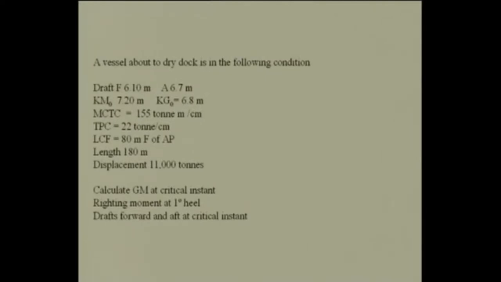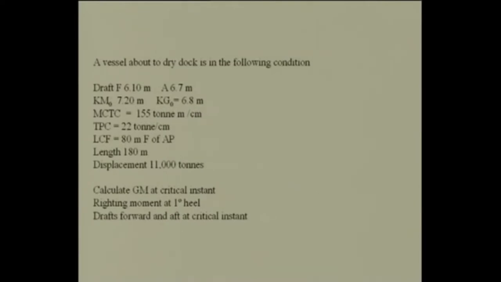Okay. Now, this is the problem. A vessel is now about to dry dock, and it is in the following condition. You are given that the draft forward is 6.1 meters, draft aft is 6.7 meters. This is a particular case where draft aft is more than draft forward. Then KM0 is 7.2, KG0 is 6.0, these are the hydrostatic data. Then MCTC is given, TPC is given, longitudinal center of flotation is 80 meters forward of the aft perpendicular, length is 180 meters and displacement is 11,000 tons.